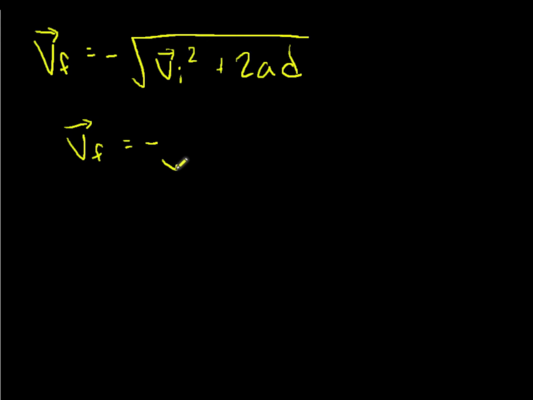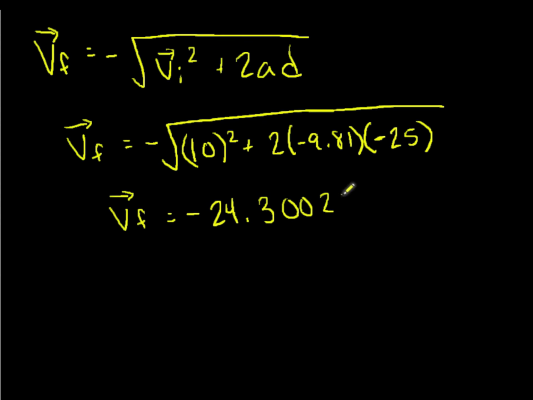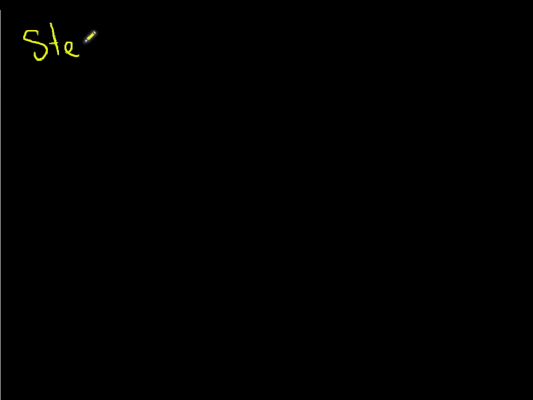Vf equals negative square root of positive 10 squared plus 2 times negative 9.81 times negative 25. The negative part of the 9.81 cancels out the negative part of the 25, and it actually changes what our calculation's result would be. Negative 24.300200576 meters per second is Vf. Don't round these intermediate answers. If you round too early, you're going to introduce error into your calculation. Save rounding for the very last.